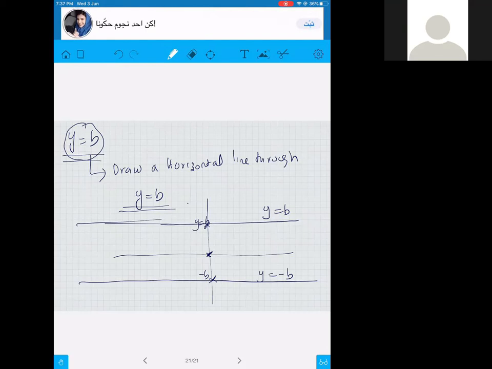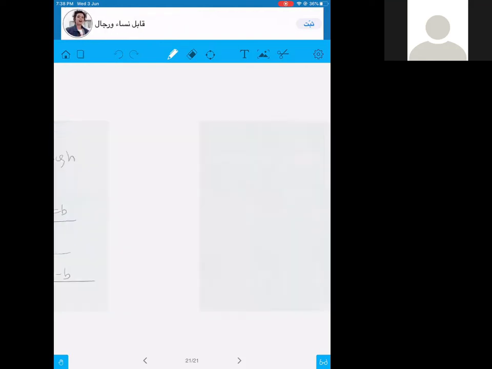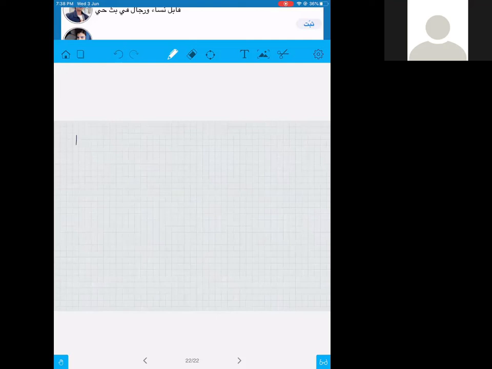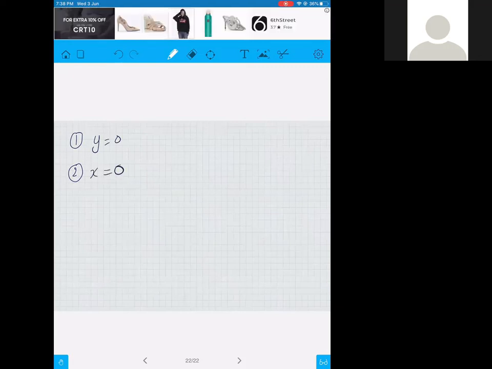Okay. So this is a basic concept. You should stick with this concept. So I will give you two more questions. You try to understand how the graph looks like. Y equal to 0 and x is equal to 0. Draw the graph. Y equal to 0 and x is equal to 0.